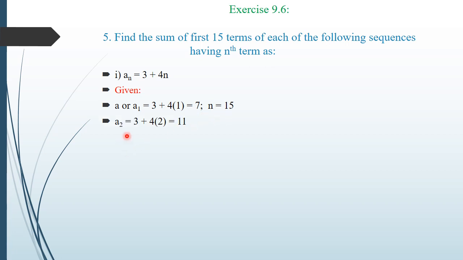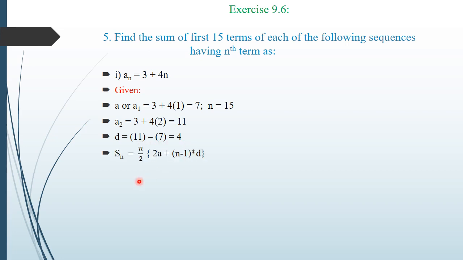In order to calculate the common difference d, I will also require the second term. Therefore, I'll calculate the second term also using this an formula. Wherever n is there, I'll substitute 2. Therefore, the second term will be 3 plus 4 into 2. That will give me 11 here. And the common difference d will be calculated as a2 minus a1, that is the second term minus the first term. The second term is 11 minus the first term 7. 11 minus 7 will give me 4.